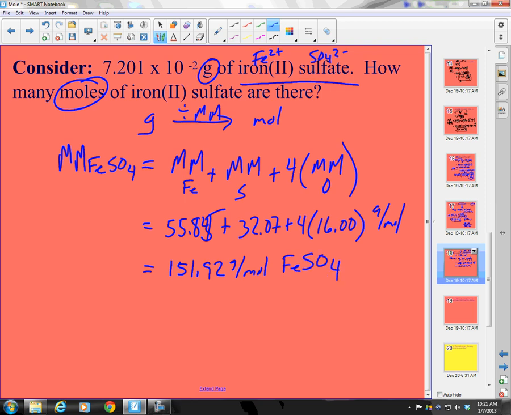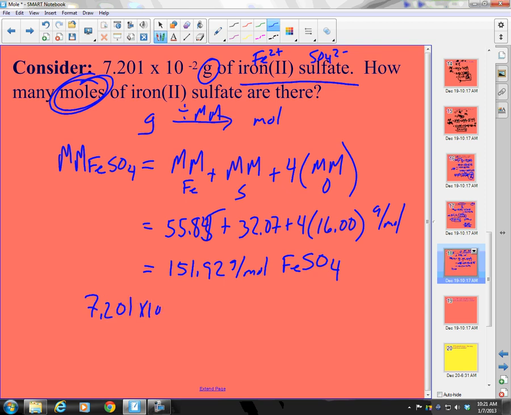Got it? I hope I did that right. 4 times 16, 64. Yeah, I did that right. Plus 32.07 plus 55.85. It looks good. Right. This is my molar mass, right? But I don't want molar mass. I want moles.